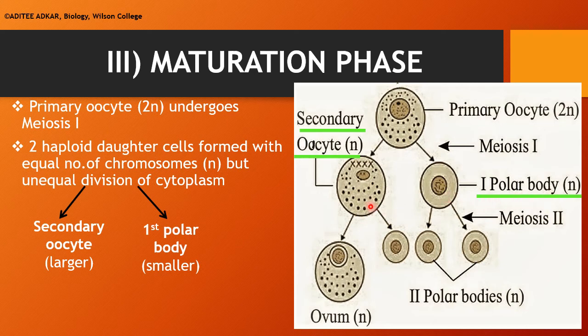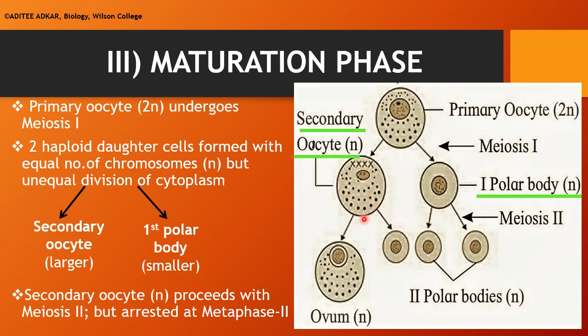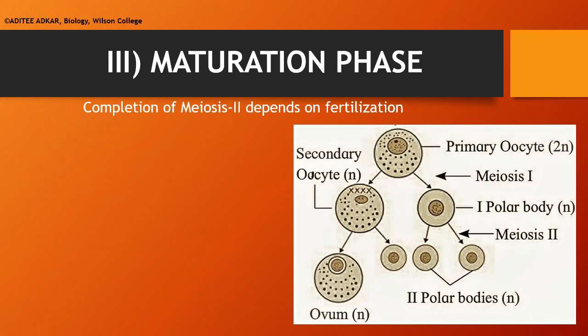The secondary oocyte continues with meiosis 2, but it is arrested at the metaphase 2 stage. As we have studied in the menstrual cycle, during the process of ovulation, the Graafian follicle ruptures to release the secondary oocyte. This is the secondary oocyte which has been arrested in the metaphase 2 stage. Whether the meiosis 2 is completed in the secondary oocyte depends on the process of fertilization.